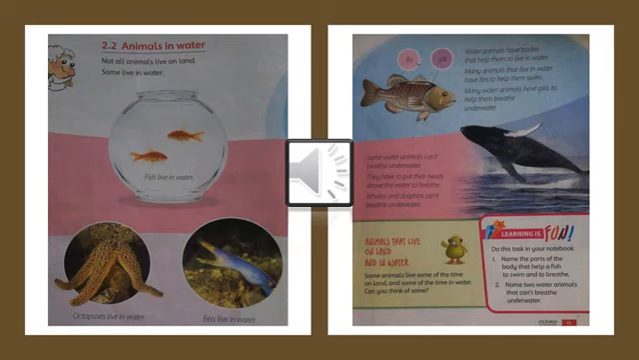Some water animals cannot breathe underwater. There are a few animals which cannot breathe under the water. Why? What is the reason? Because they don't have gills on their bodies. That's why they cannot breathe under the water. They have to put their heads above the water to breathe.